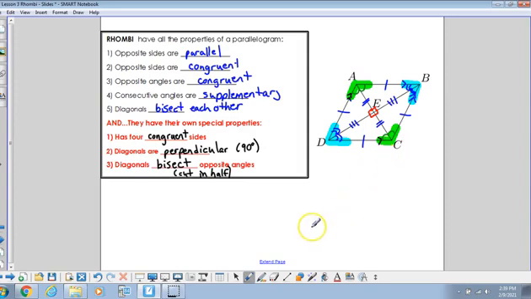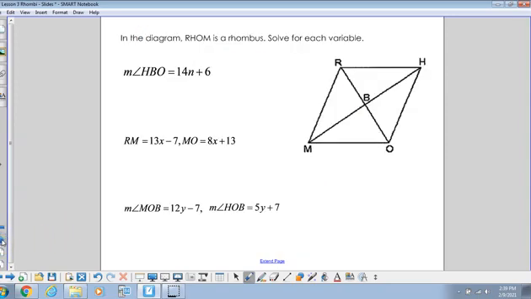Now let's solve some problems involving a rhombus. Okay, in this diagram, RHOM is a rhombus. Solve for n. We've got the diagonals meeting at point B. Okay, so first off, the measure of angle HBO equals 14n plus 6. So we're going to solve for that variable.